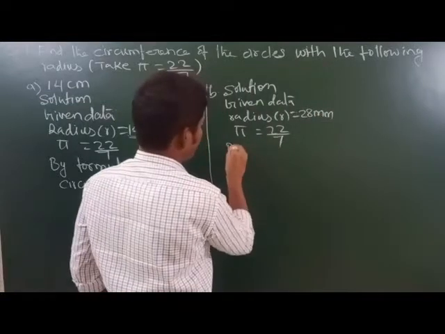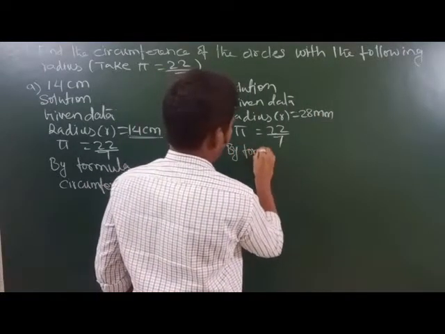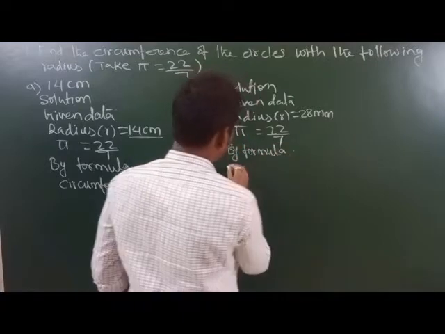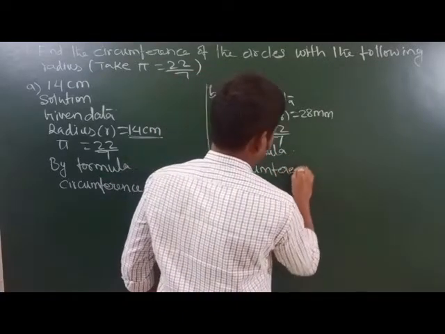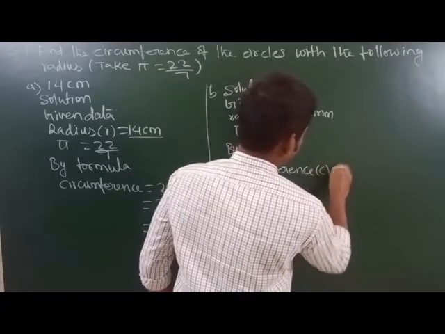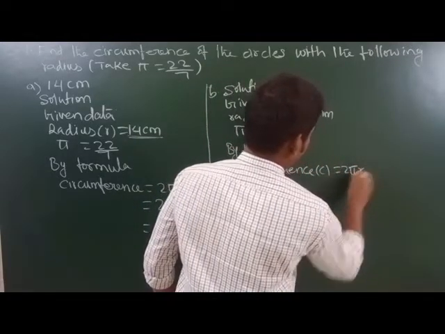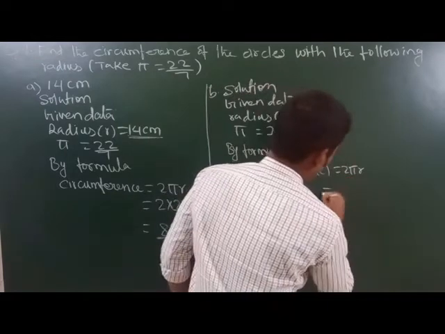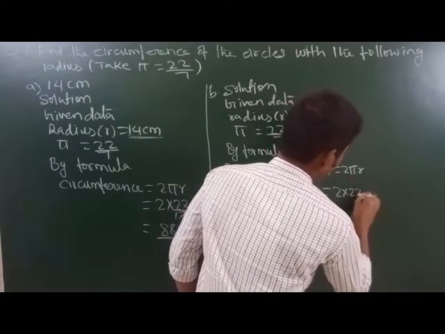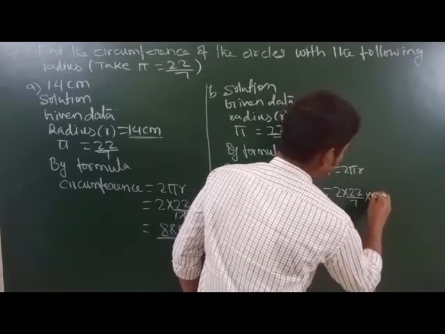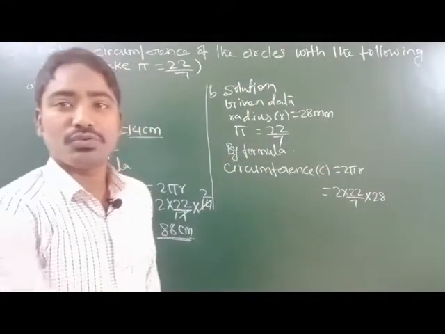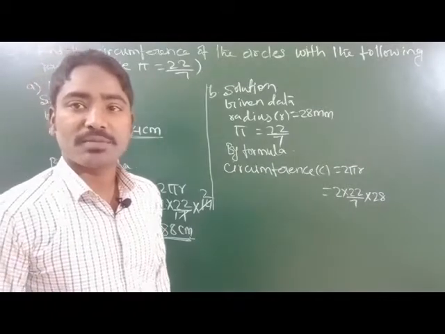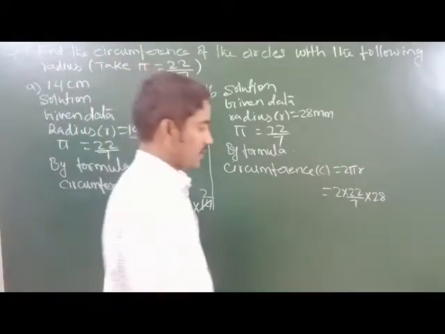Now by formula circumference C is equal to 2 pi r. Now put here the value, how much? 2 into 22/7 into how much is radius this time? 28. Now you can simplify it to the simplest form, you will get the answer, that is circumference.